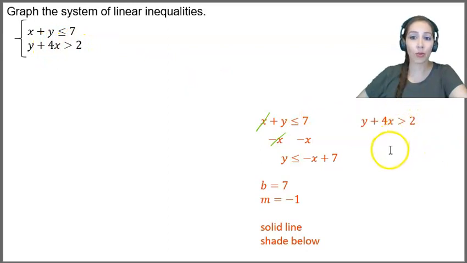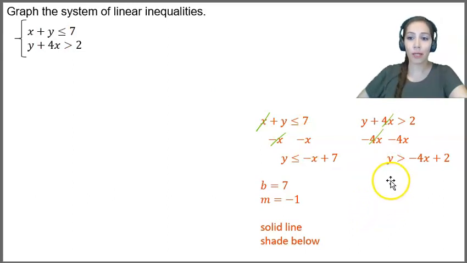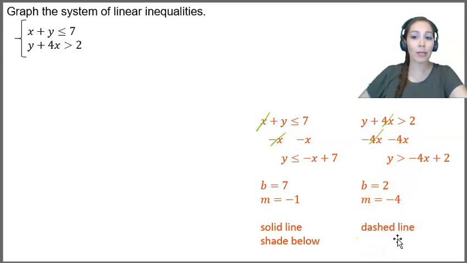When I look at this one, to get y by itself on one side of the equation, we'll subtract 4x from each side. When I do this, the 4x's cancel out on the left, and I end up getting y greater than negative 4x plus 2. From here, I can get my y-intercept, my b, which is equal to 2, and my slope, which is equal to negative 4. Because I have a greater than symbol, we know that this is going to be a dashed line, and since it is y greater than, we know we will be shading above, or going up the y-axis.